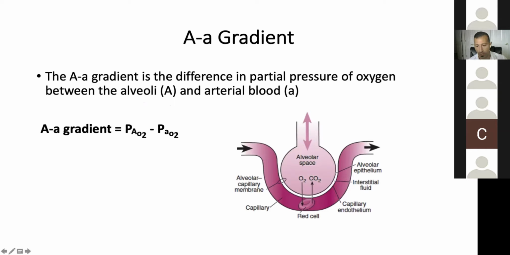Now, this is the way the body works. We inhale oxygen into our alveolar space in our lungs, and we have a certain amount of oxygen here, that's the big A, and it diffuses across into the capillary and into the artery, and that's the little A. So the AA gradient is the difference in oxygen content between the lungs and the artery.